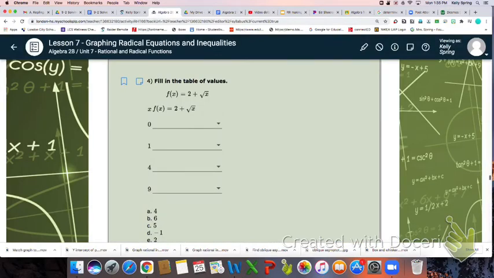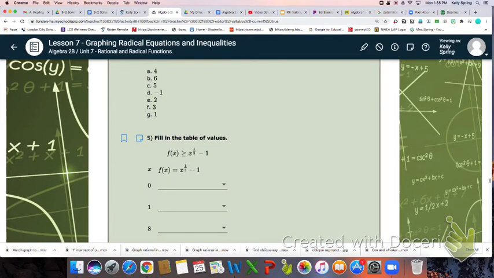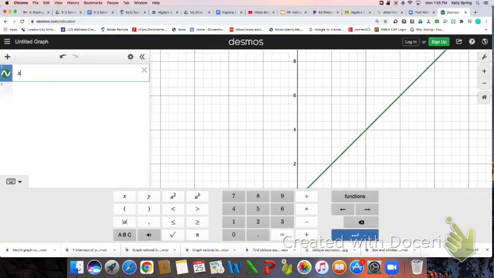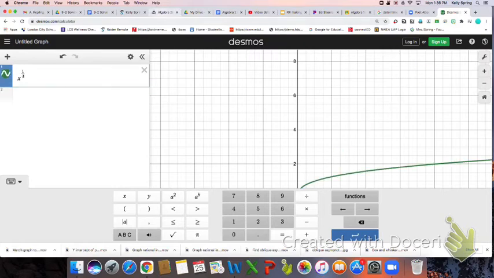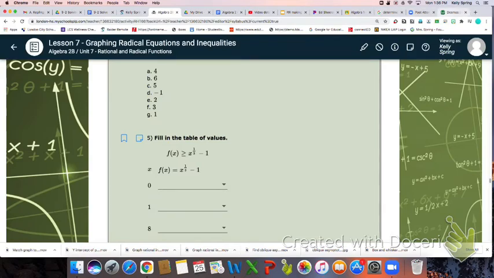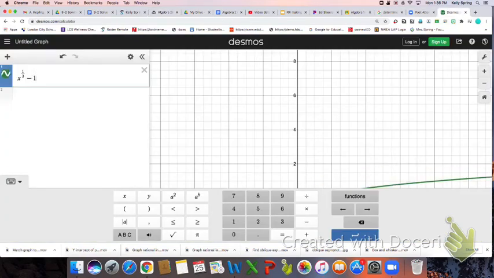Make sure you know where to put these. So this one, it's x to the 1/3 power minus 1. So x, you click on this A with the B to say an exponent. So I'm going to click that button, and then I'm going to do 1 divided by 3, and then minus 1. Okay, so that is my equation.